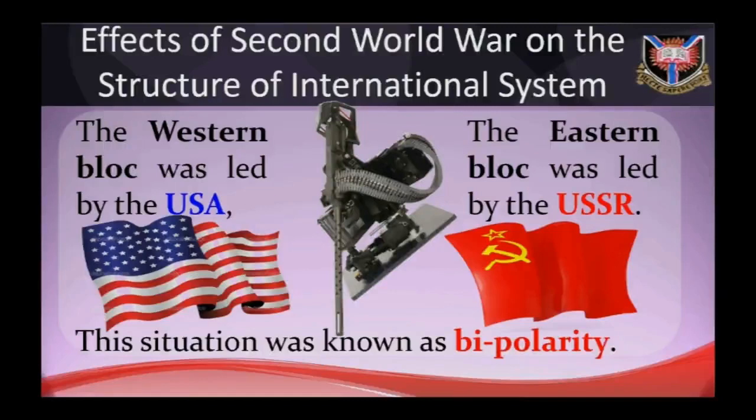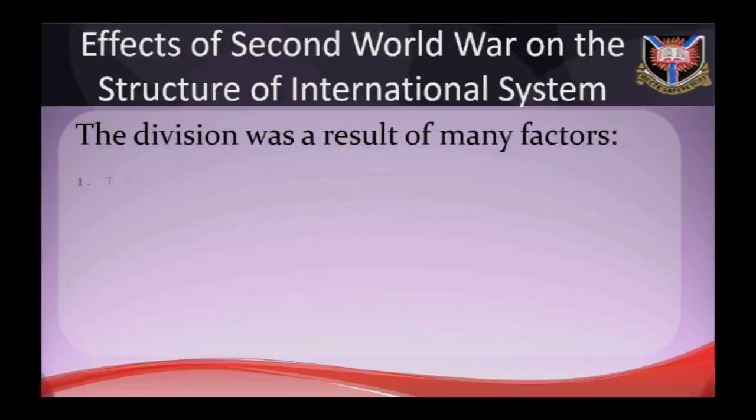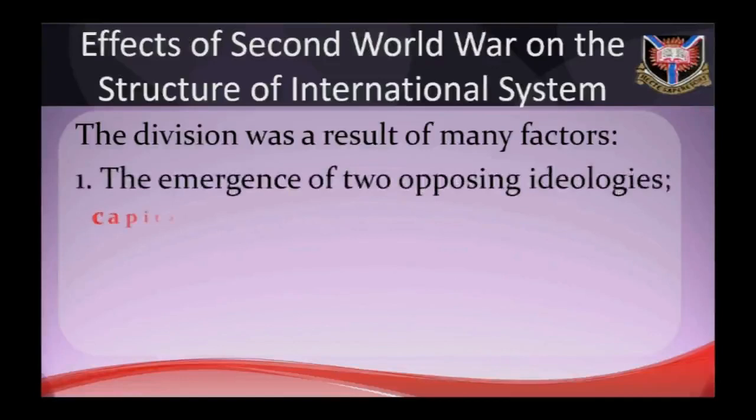Hint: relations between the West and East later degenerated into a Cold War and nuclear arms race between USA and USSR, and from 1949 to 1964, when China became a nuclear power, politics in the international system was dominated by the two superpowers, USA and USSR. The division was as a result of many factors.